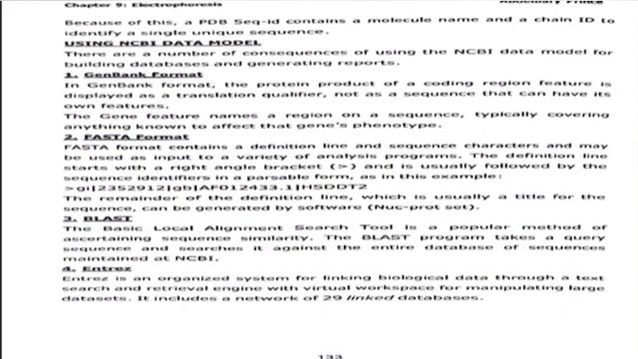2, FASTA format. FASTA format contains a definition line and sequence characters and may be used as input to a variety of analysis programs. The definition line starts with a right angle bracket (greater than) and is usually followed by a sequence identifier in a parsable form, as in this example: >gi|2352912|gb|AF012433.1|HSDD-T2. The remainder of the definition line, which is usually a title for the sequence, can be generated by software (nuc-prot set).